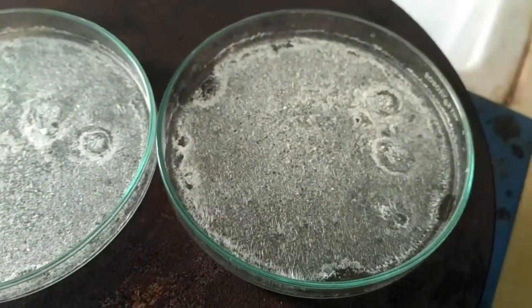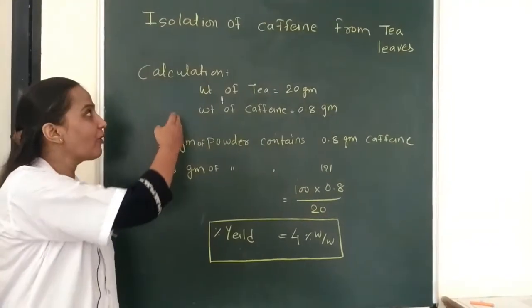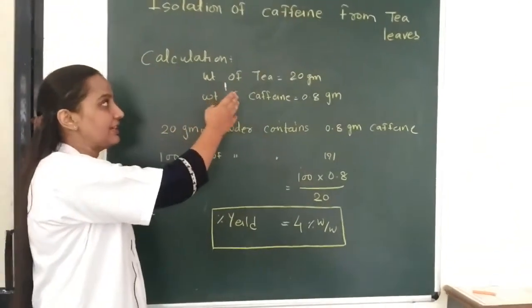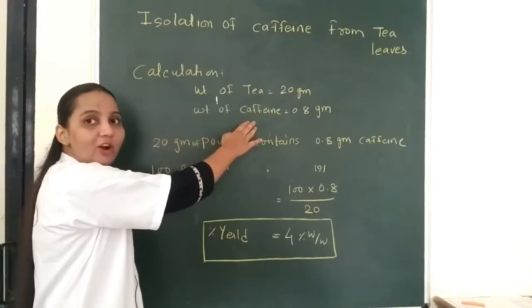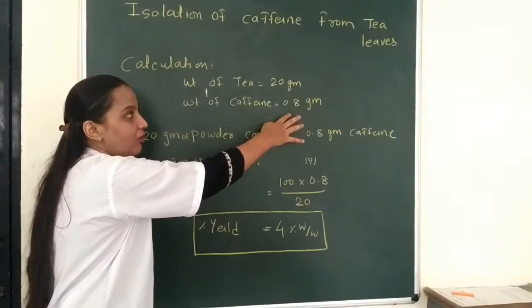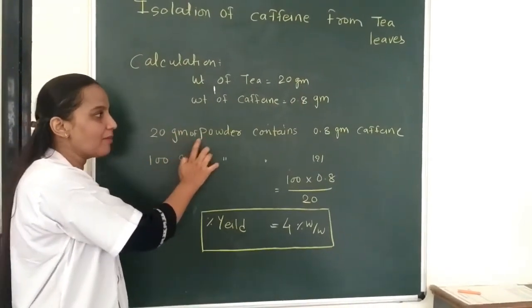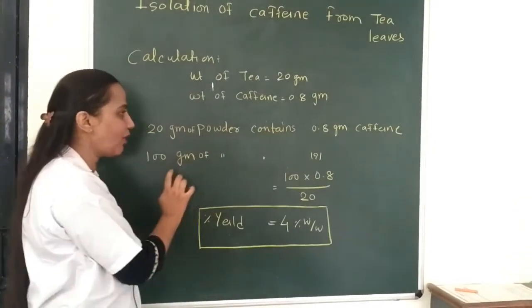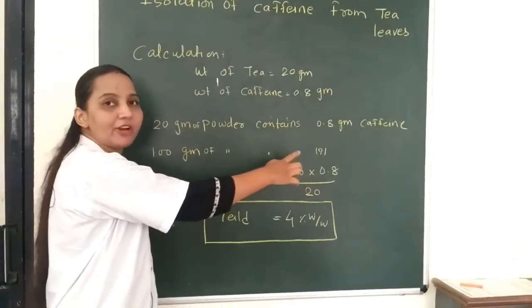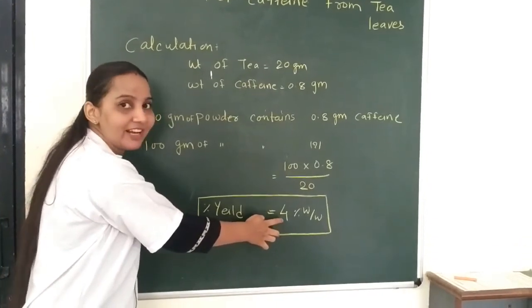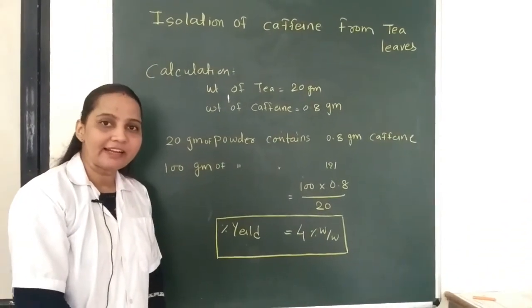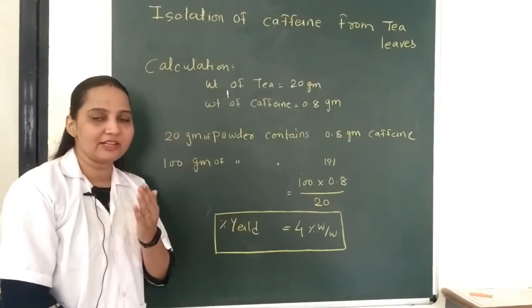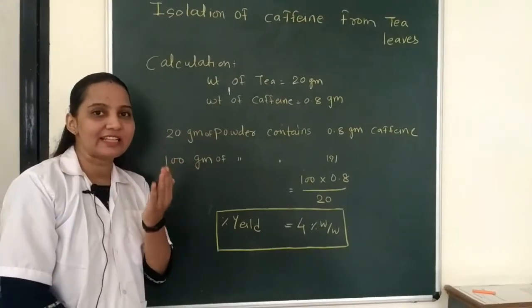Calculate the percentage yield. For calculation, the weight of tea taken is 20 gram. The weight of caffeine found in the petri dish is 0.8 gram. So 20 gram of powder contains 0.8 gram of caffeine. 100 gram of powder contains how much? So you will find 4% weight by weight of practical yield. Theoretical yield is 4 to 5%. So our yield is near to the theoretical yield.